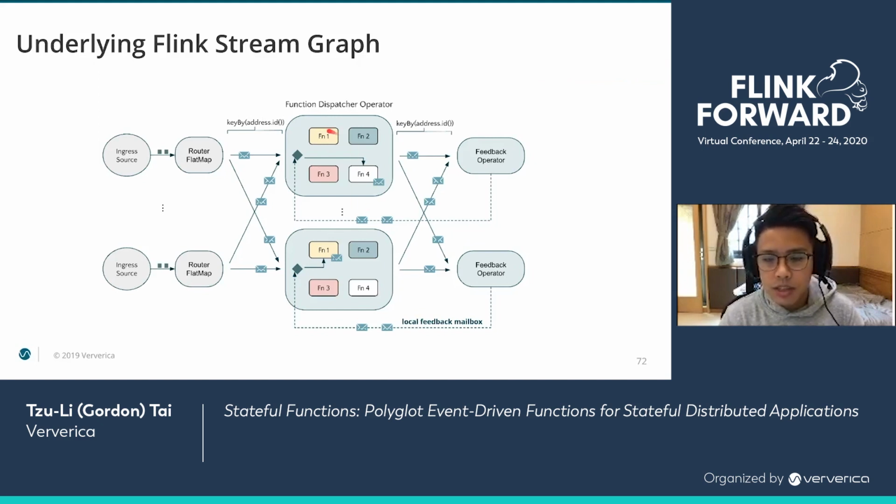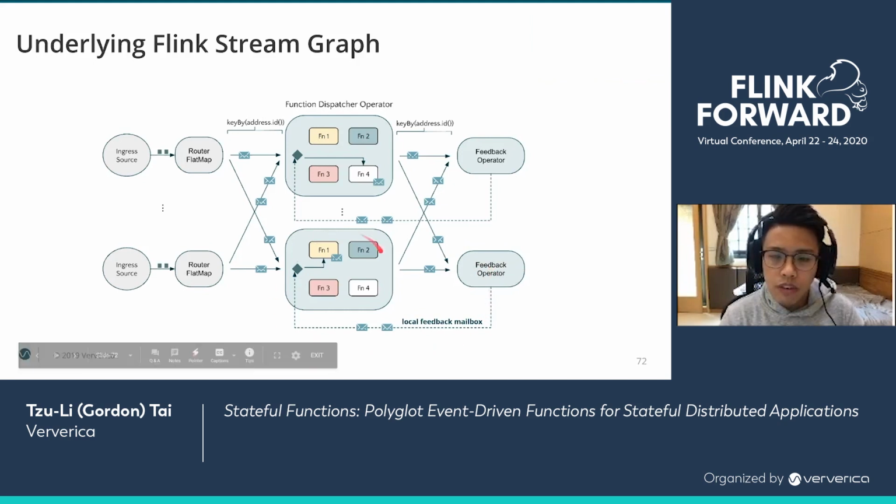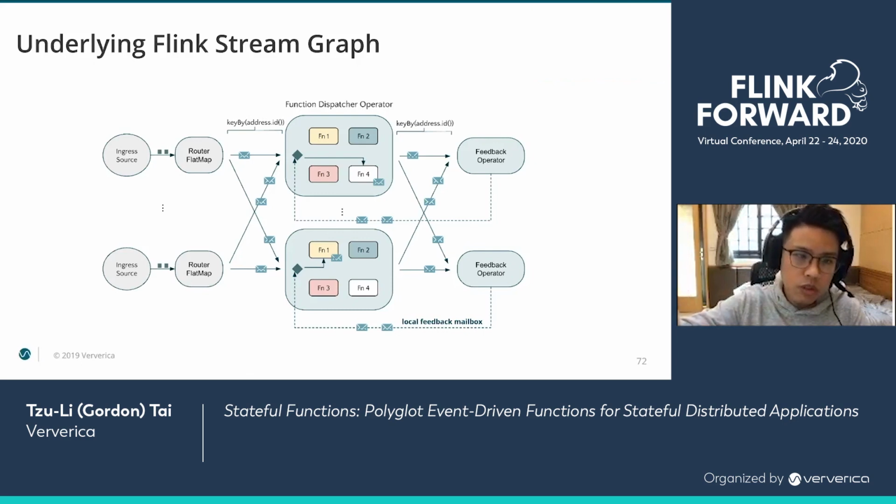So let's say function 1 sends a message. It is partitioned and shuffled to this feedback operator. And then this is provided to the local function dispatcher operator using a local feedback mailbox, which the function dispatcher operator also has access to. So this is how functions message each other. It goes through a function, goes through a network shuffle, is consumed by a feedback operator, and then fed back to the dispatcher operator using a local mailbox.